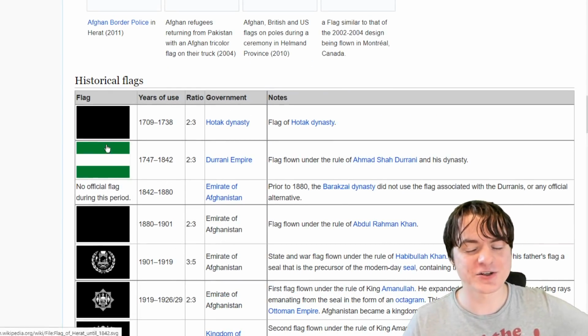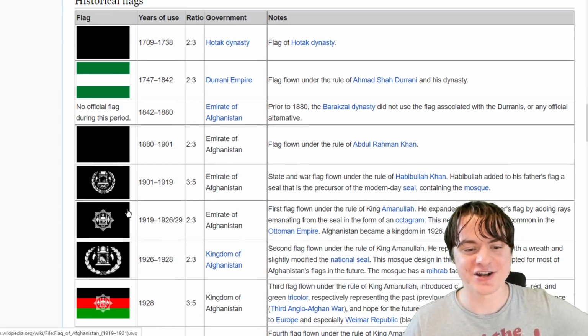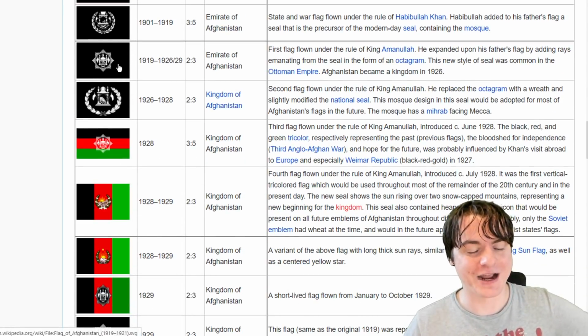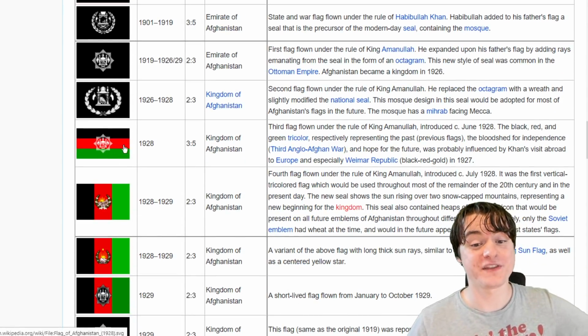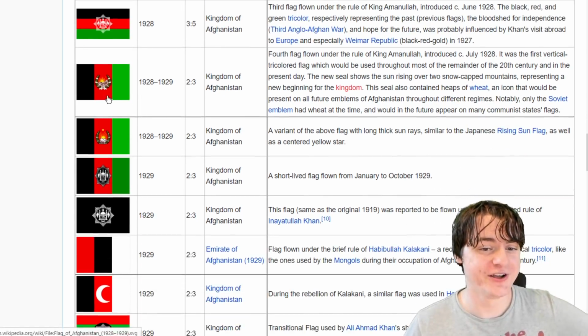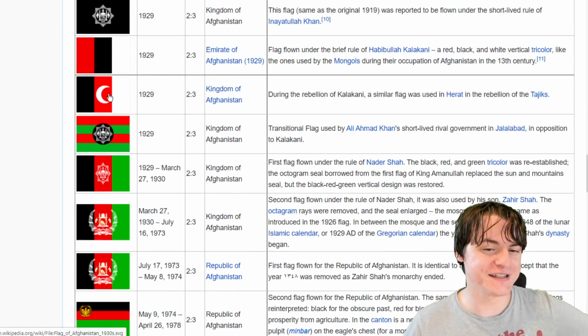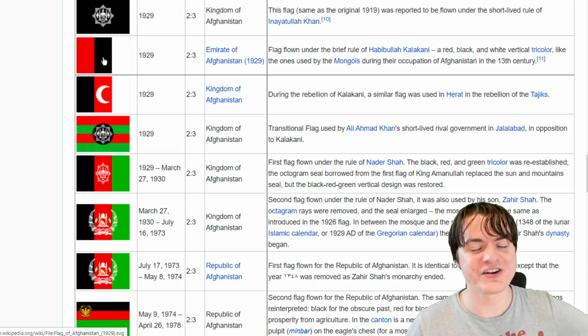There's a kingdom, like they've gone through every form of government, and they've also gone through lots of different forms of flags, including 2 black flags. Come on, guys, get imaginative. Then we've got black with a seal, black with a seal, black with a seal. We've got the kind of tricolor, like now, tricolor, tricolor, and then you start to see that, okay, this is not even a real flag, guys.